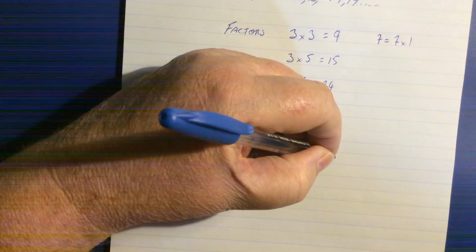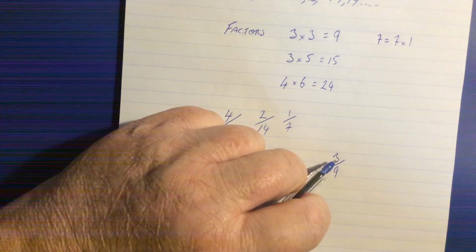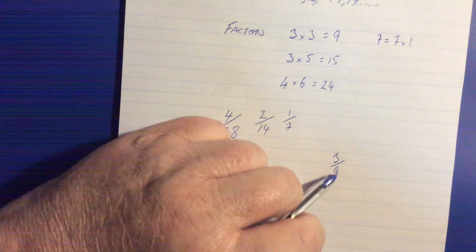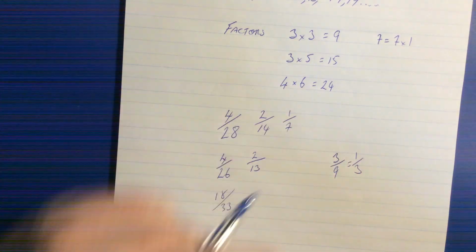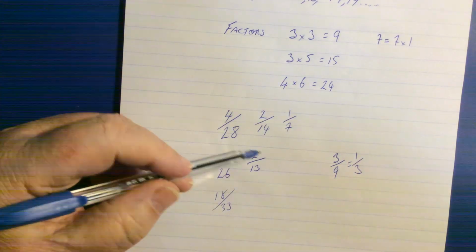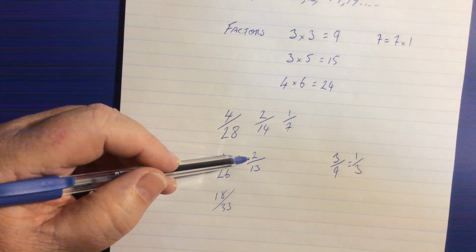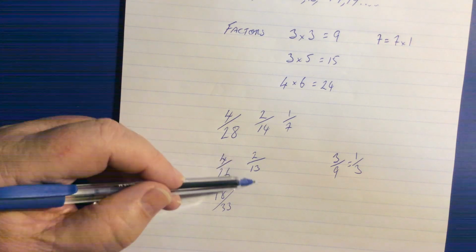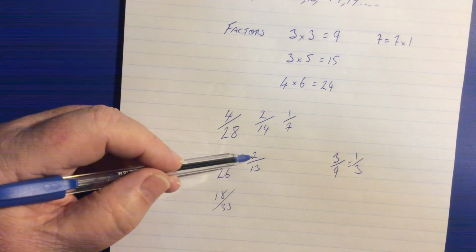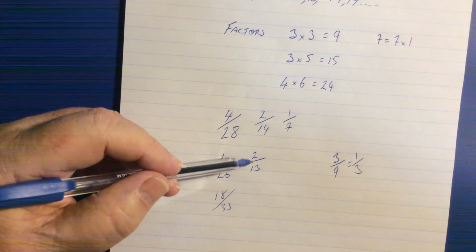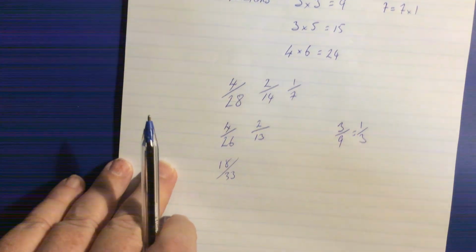An example of where you don't stop is something like this, 3 and 9. Although 3 is a prime number, 3 goes into 9 3 times, and so that equals that. But something like this, you have to stop for two reasons. Both of these are prime, that's one reason. The other reason is that 2 won't go into 13, which is probably the more significant reason.